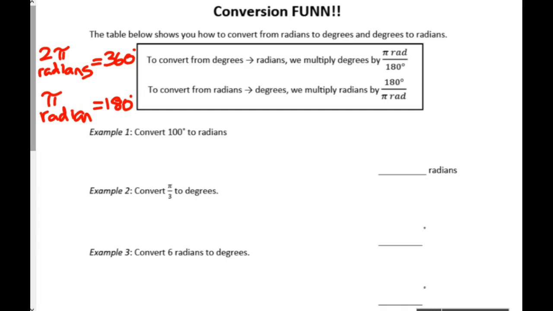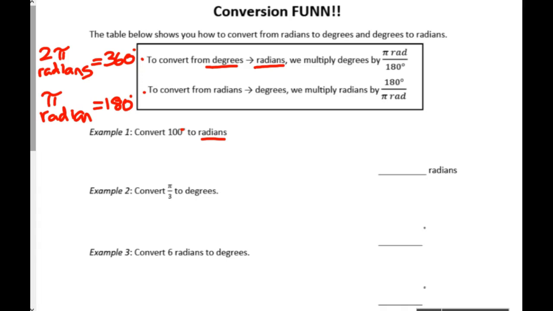Let's start with example 1. Example 1 says convert 100 degrees to radians. So everything we need to know is in this rectangle up here in the middle. Which one says degrees to radians? The first one, the top one, or the bottom one? Top one. Degrees to radians. Okay, that's what that little arrow means. So it tells us what we need to do.